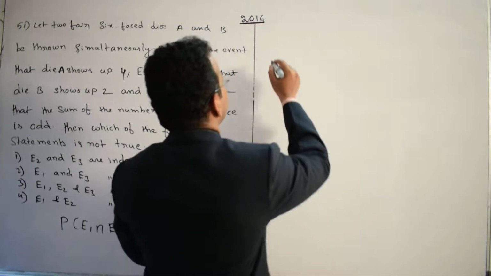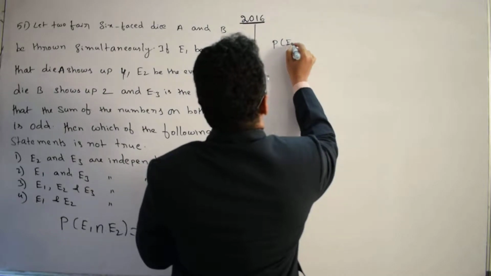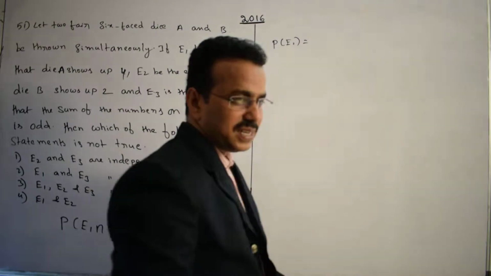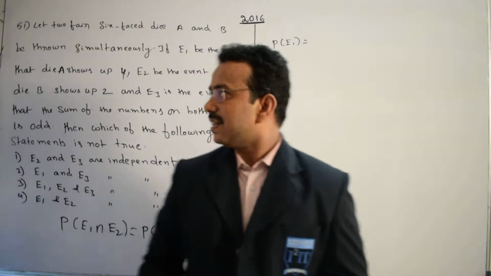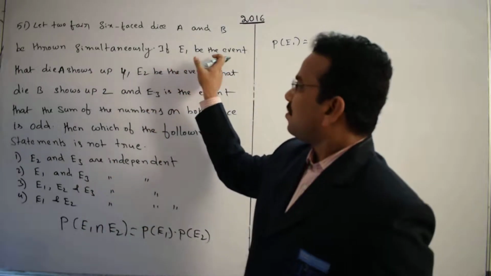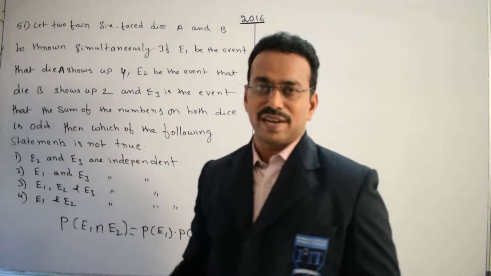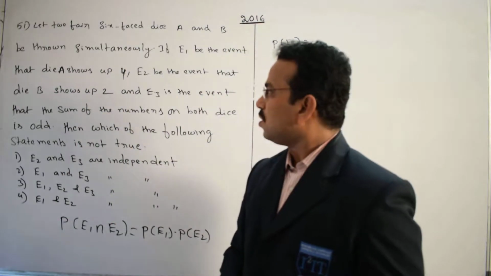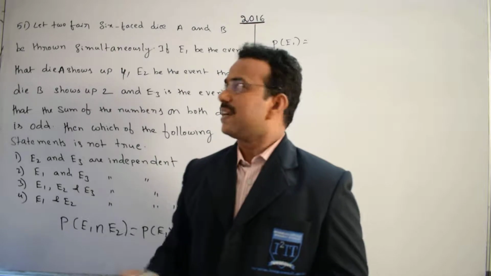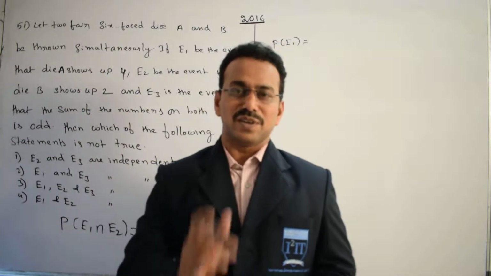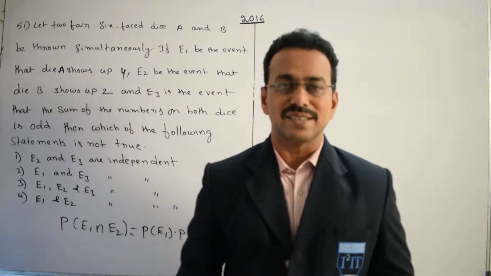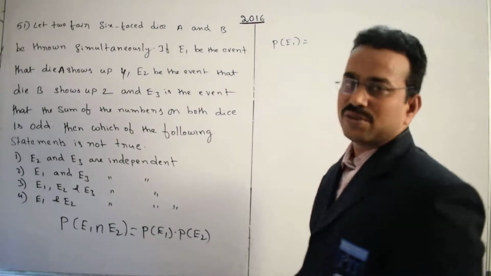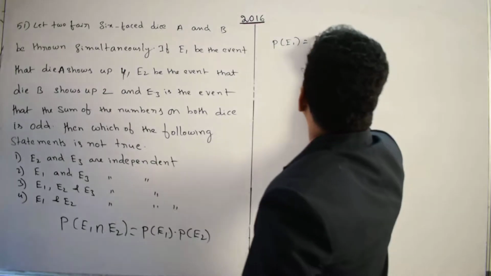So first we will calculate the probability of E1. What is the definition of probability? The number of favorable cases by total number of outcomes. Here what is the event E1? Event E1 means die A shows up 4. When a die is thrown, getting a 4 means what are the favorable cases? Only 1. What are the total number of outcomes when a die is thrown? 6. So the probability of E1 equals 1 by 6.